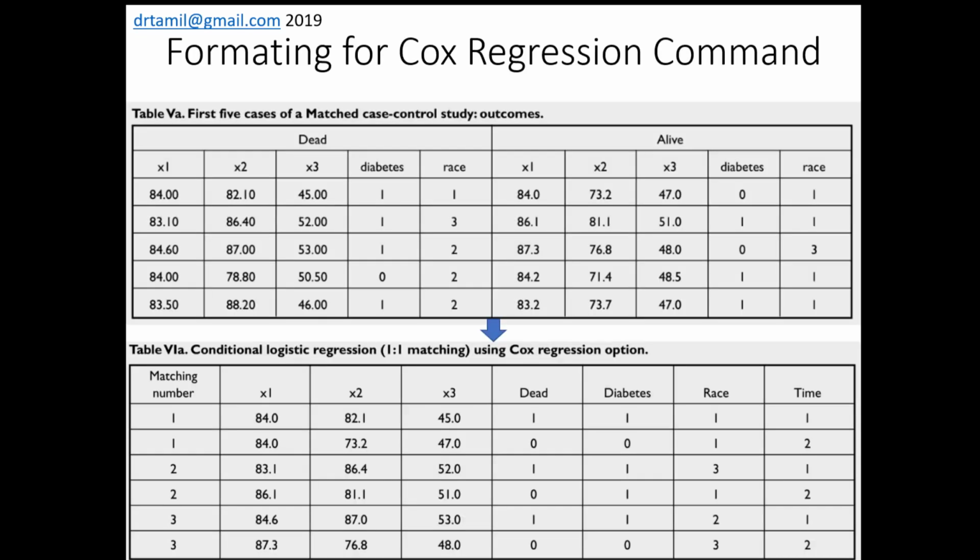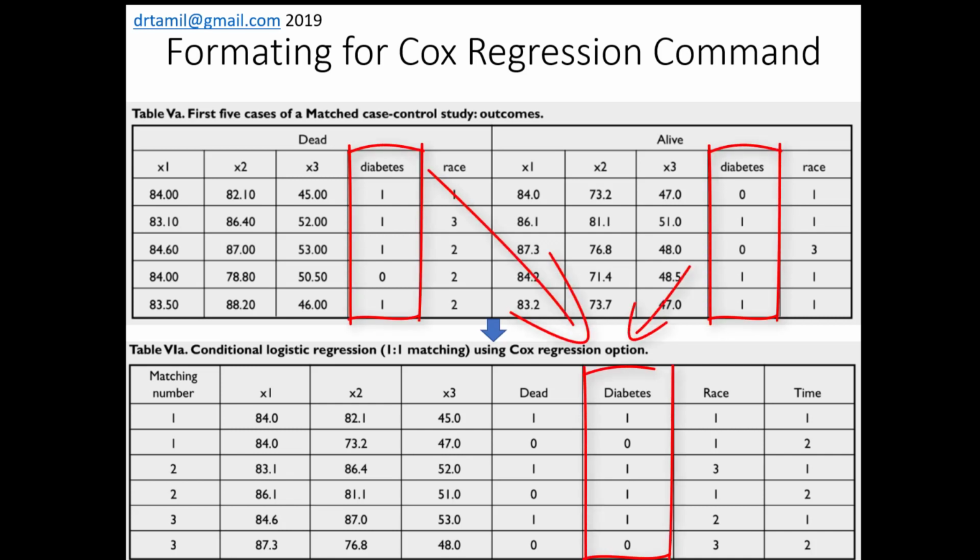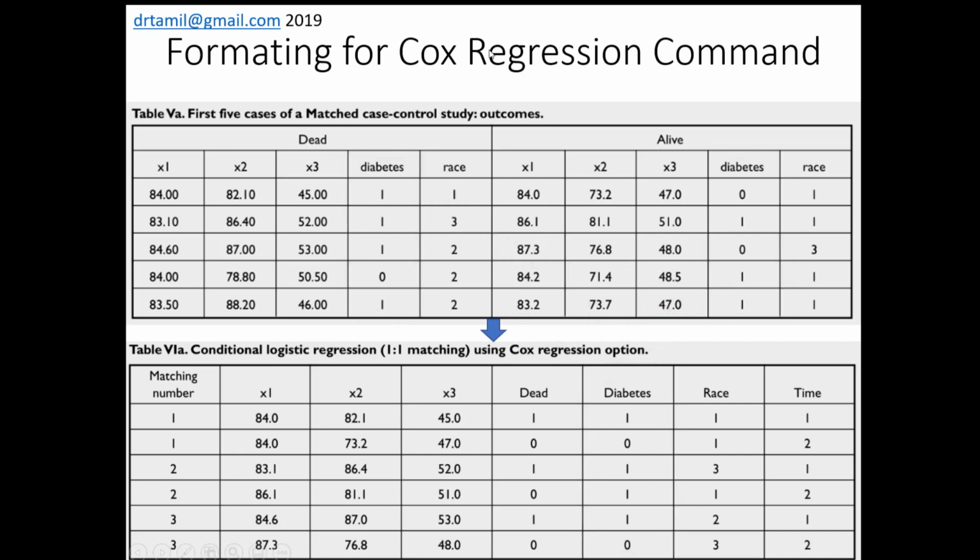The beauty of using Cox regression is that the data is only rearranged as a single column. What do you mean by single column? Okay, you can see here, these are the cases, these are the controls. So now the cases and controls are side by side.